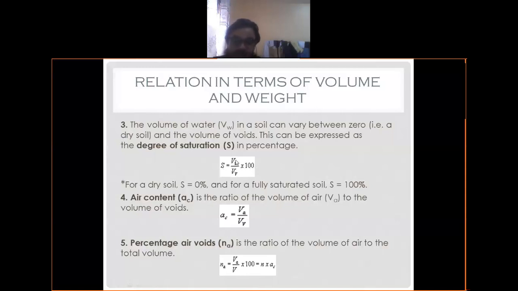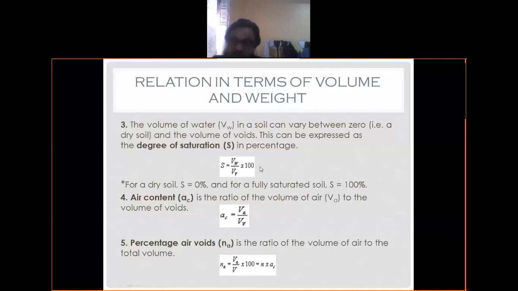Okay. Now, when S becomes 1, if we put VW equal to VB, then what will happen? If VW becomes equal to VB, they will cancel out, and finally they will become 100%, or you can say 1. When VW becomes equal to VB, that means all voids must be filled with water. That means this is a case of fully saturated soil. So in case of fully saturated soil, VW equals VB and S becomes 1.